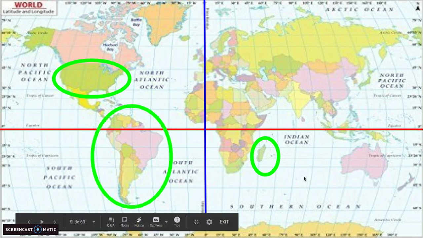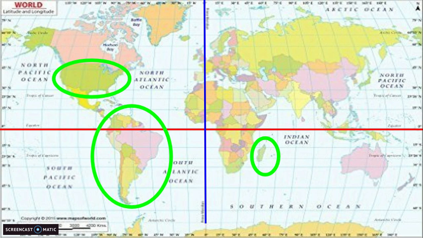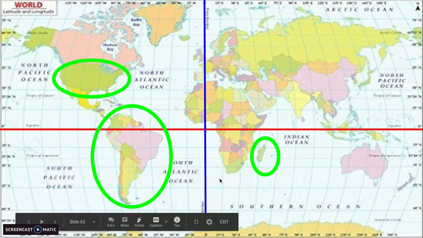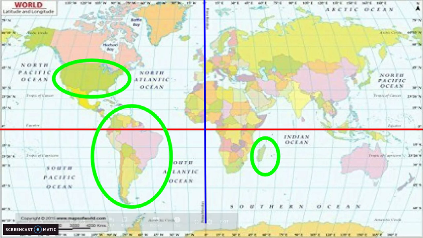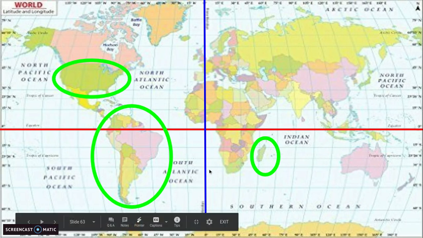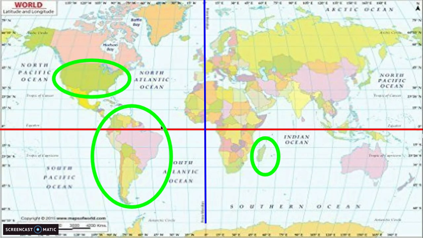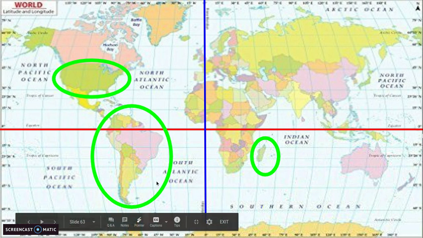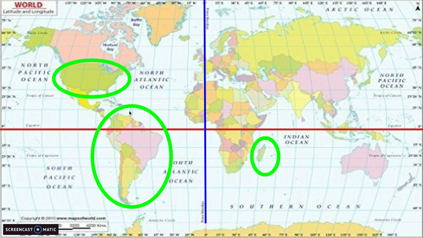Last one. We're going to focus on the continent of South America. So I have it circled in green again. This one is unique because if you look, find your equator. Part of South America is above the equator, and part of South America is below the equator. That means it is part of the northern hemisphere and the southern hemisphere. So northern and southern hemisphere for South America.